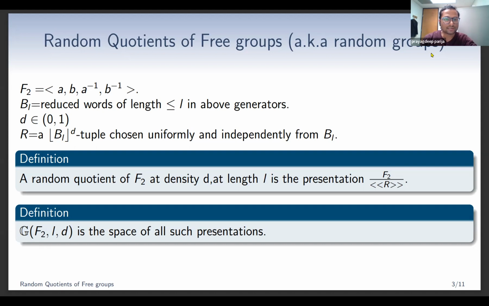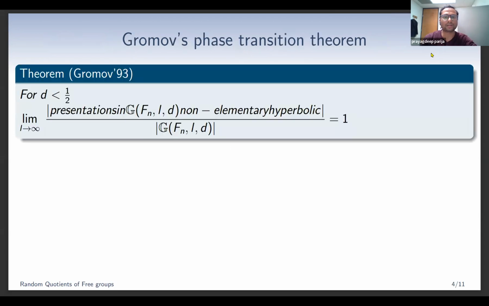So once you have set this up, let's look at some theorems. This is what has traditionally been thought of as random groups. The big theorem here is the Gromov phase transition theorem, which says that for density less than a half, the share of presentations in this family of random quotients that are non-elementary hyperbolic limits out to 1. So you fix D constant and let L go to infinity. Then the share of presentations that are non-elementary hyperbolic goes to 1.